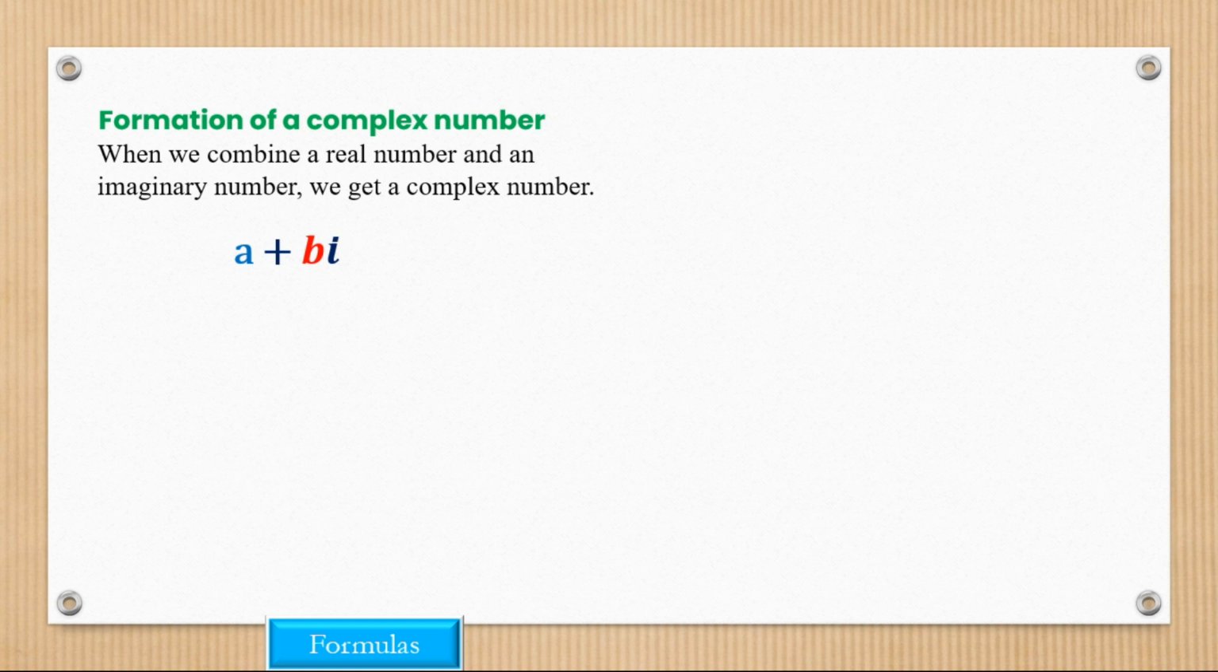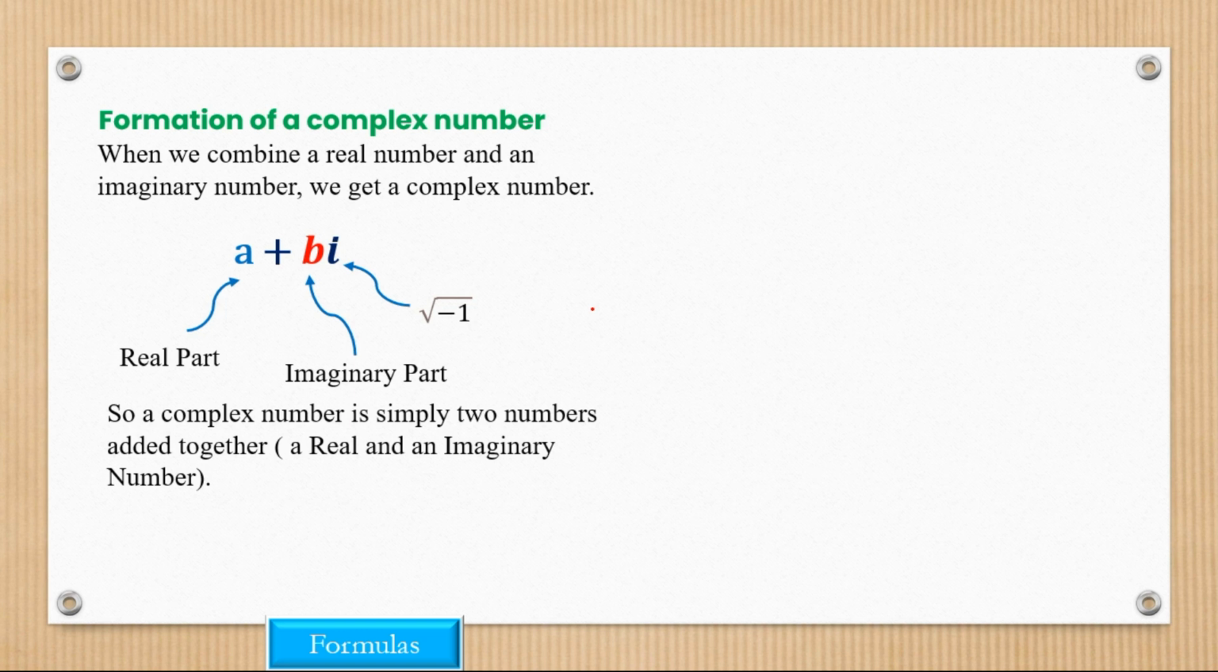So this is how they are stated. We write the real number on the left and the imaginary number on the right hand side. As you can see, the imaginary number has that i next to it. That's how you know an imaginary number. The real part is the a, the imaginary part is the side that has b, and i represents root of -1. So a complex number is simply two numbers added together, a real number and an imaginary number. But each part can also be equal to 0, and that is true because we've actually seen examples of purely imaginary numbers and purely real numbers.